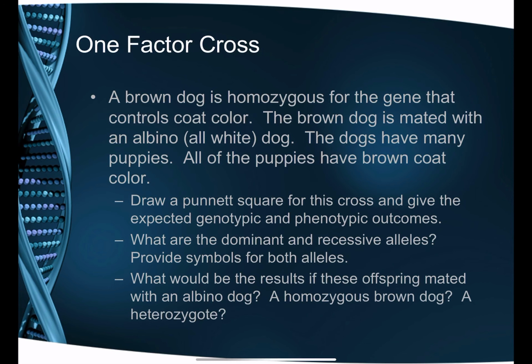So let's look at this one factor cross together. All right, and you all are going to have several of these to practice for homework. One factor crosses are usually pretty easy for students. It's those two factor crosses that get them stumped. Okay, so let's look at this one. A brown dog is homozygous. Now, I haven't touched this word yet. Homozygous. The prefix homo means same. Okay, and so homozygous means that it has two of the same alleles. So homozygous would be big F, big F or little f, little f. Okay?